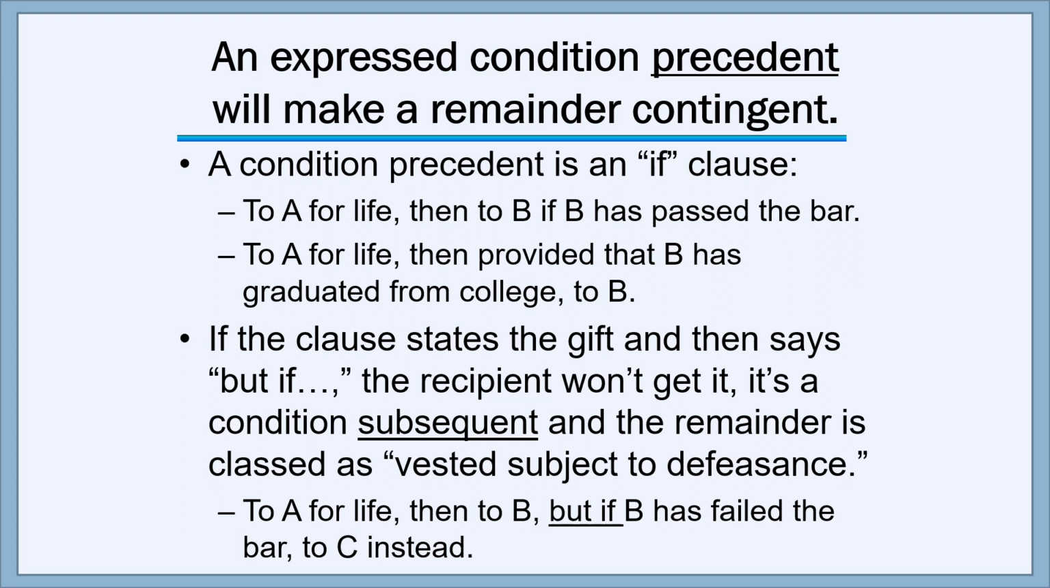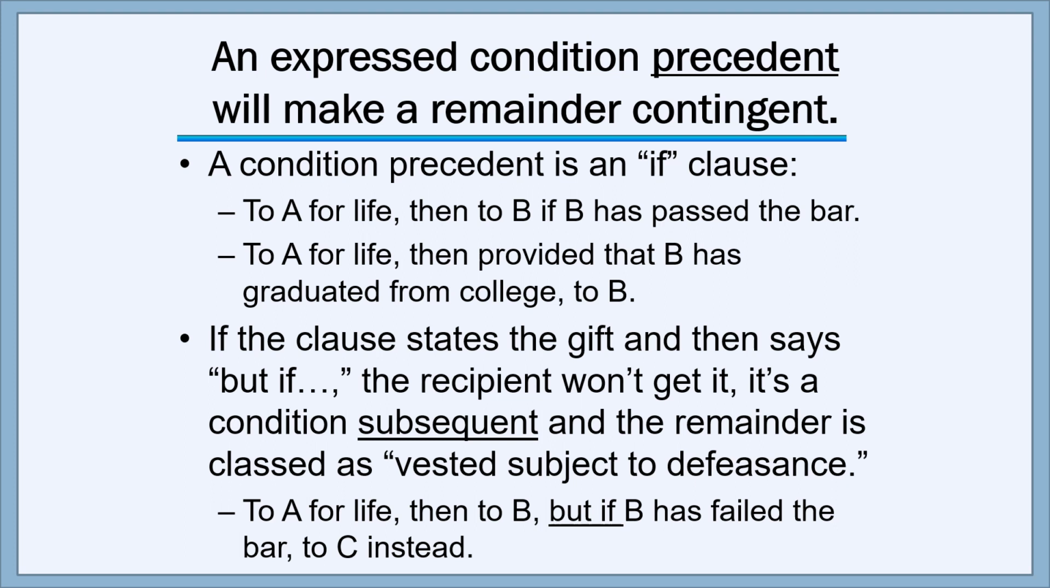In other words, if the language first gives the gift and then says, under certain conditions, it won't take after all, that's a but-if type of clause, and that makes it a condition subsequent. And if the remainder has a condition subsequent on it, then it's not classified as a contingent remainder, it's classified as vested, subject to defeasance. Now the difference is only grammatical. It's only in the way the condition is expressed.